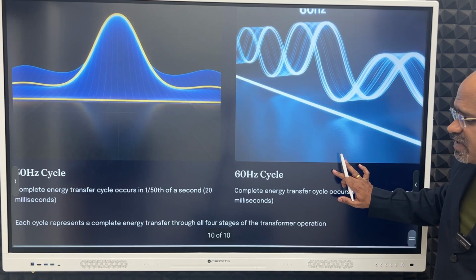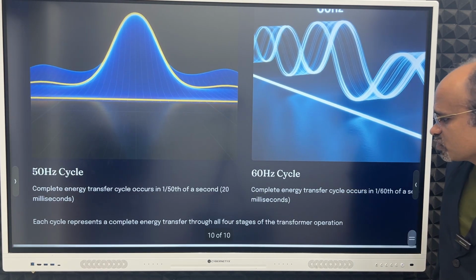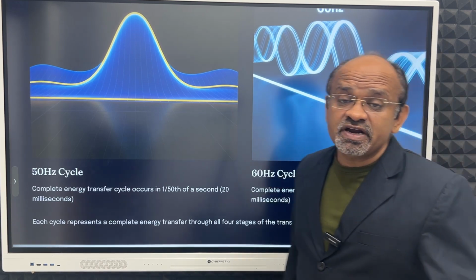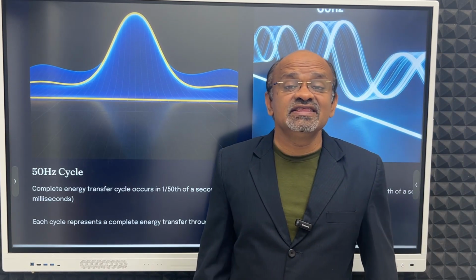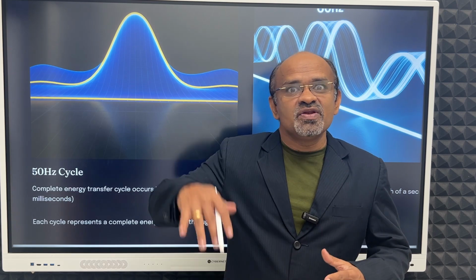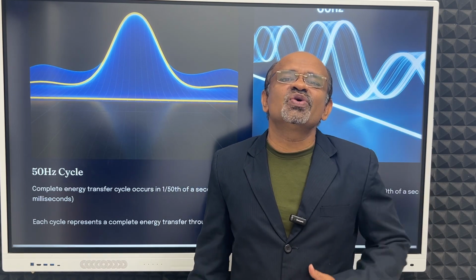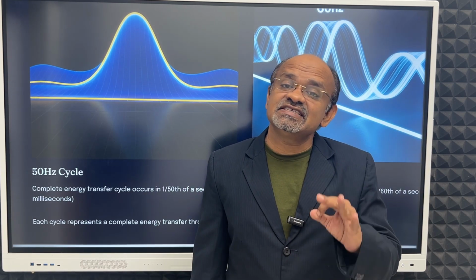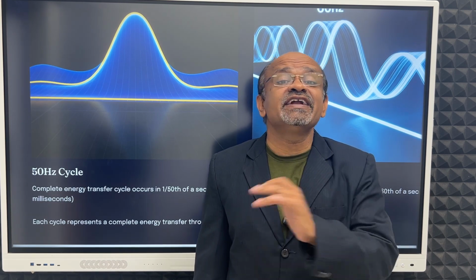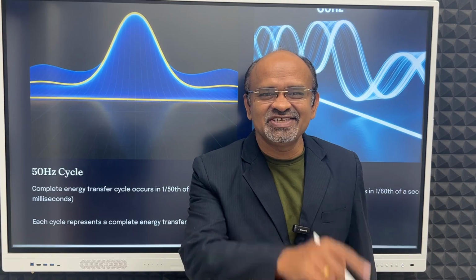Each cycle represents a complete energy transfer through all 4 stages of the transformer operation. Okay, in this way we have seen the difference between a no-load transformer and a fully loaded transformer, and what happens exactly inside the transformer. In the next lecture we will see a very interesting part. So stay tuned.